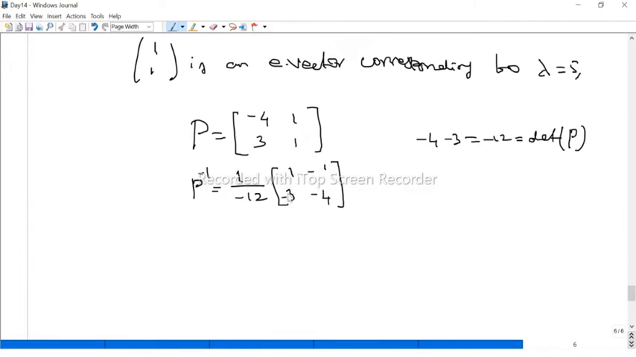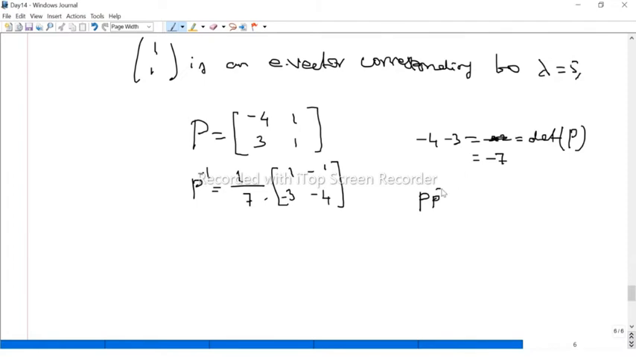Sir, minus 4 minus 3 is minus 7, will it? Sorry? Minus 7 will come now, sir. Oh, sorry. Yeah, thank you. So this is equal to minus 7. Okay, therefore this should be minus 7. So you can easily check whether this is the inverse or not. Just multiply P and P inverse, and you get the identity matrix. Okay, so we will check quickly.